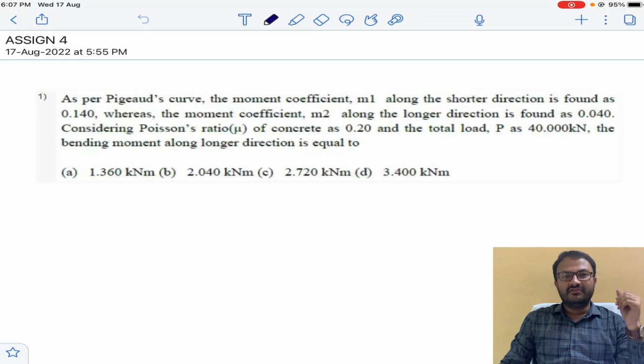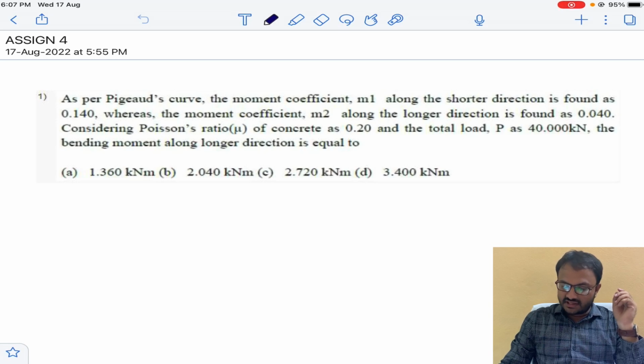Today I am going to solve the last assignment of reinforced concrete road bridges. So this is the last assignment for this course. Actually RCRB is a 1 month course, that is a 4-week course. So you can solve all the problems. Most of the questions will be repeated in the NPTEL exam. Okay, shall we start? First question.